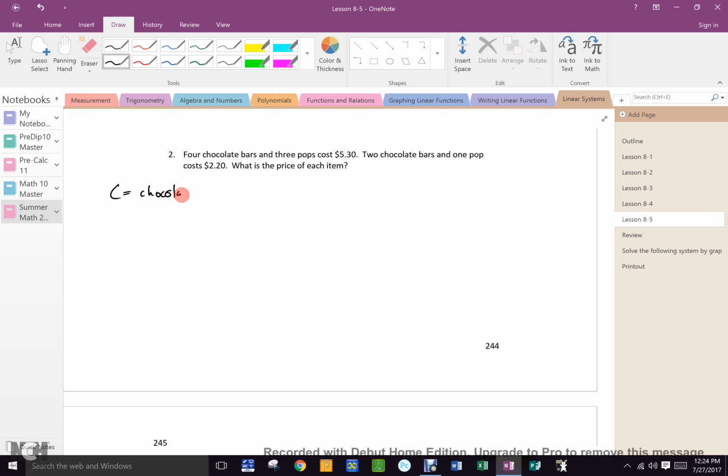Now, what do I actually know? Four chocolate bars. How do I write that in math speak? 4C. And what math is and? Plus, how many pops? 3P equals 530. What else do we know? Two chocolate bars and one pop equals 220. What's that? A system. And all of a sudden, word problems are super easy.